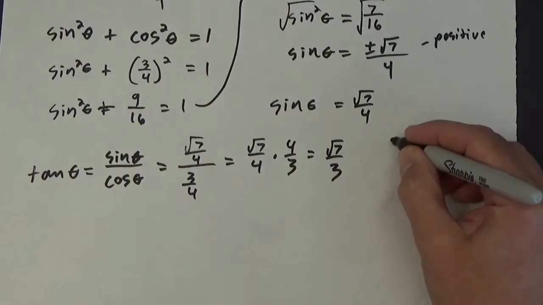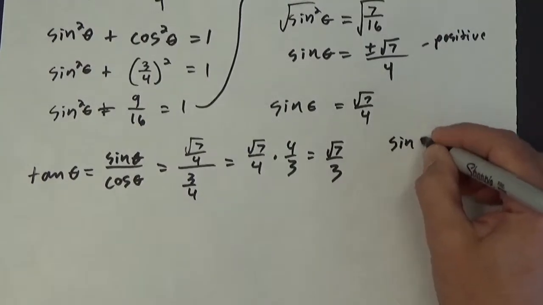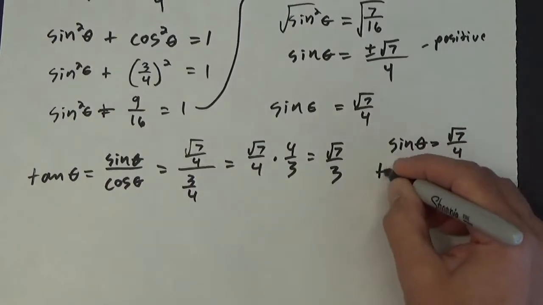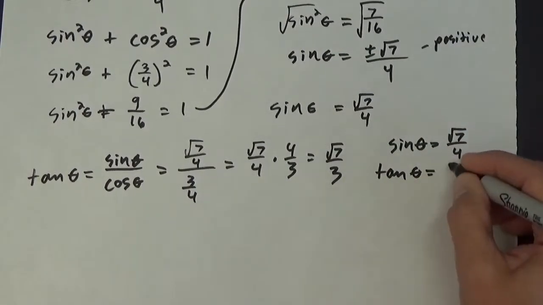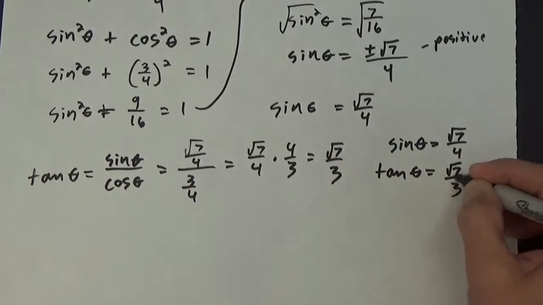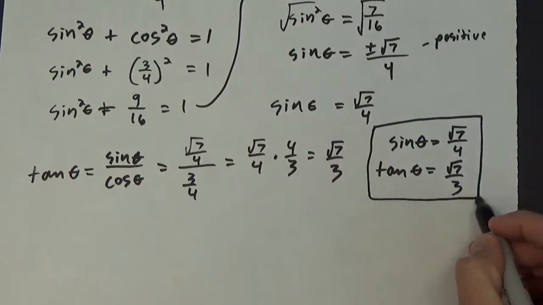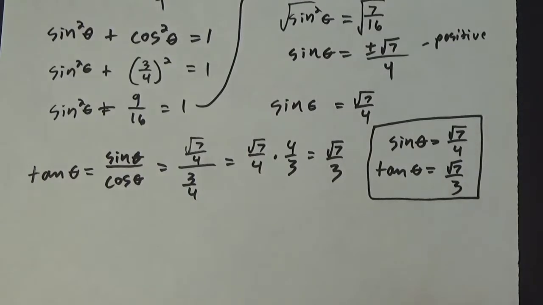And so we rewrite them both out. So the sine of theta is the square root of 7 over 4. The tangent of theta is the square root of 7 over 3. And we put a nice box around that. Good.